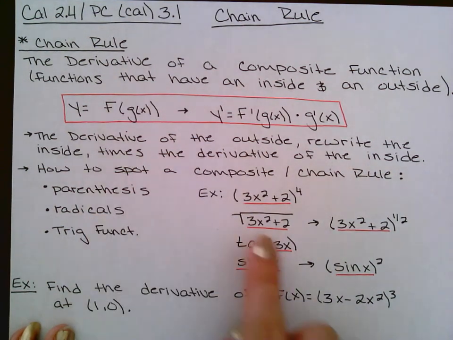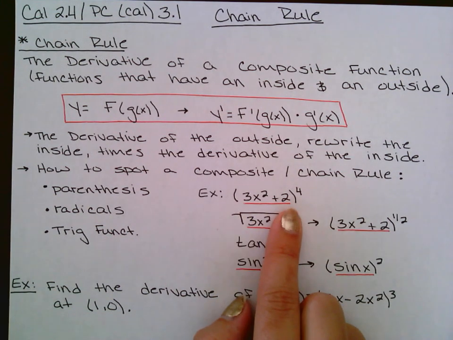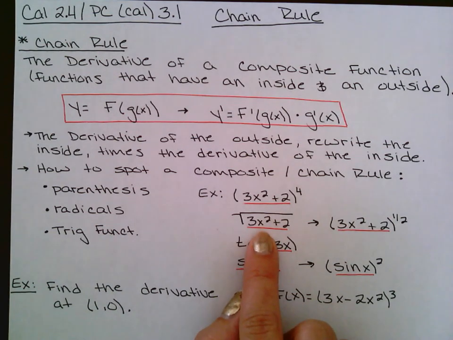So radicals is one of those, okay? I can clearly see that I have an inside to this radical that is more complex than a simple x, okay? So the radical would be considered my outside, and this 3x squared plus 2 would be my inside.